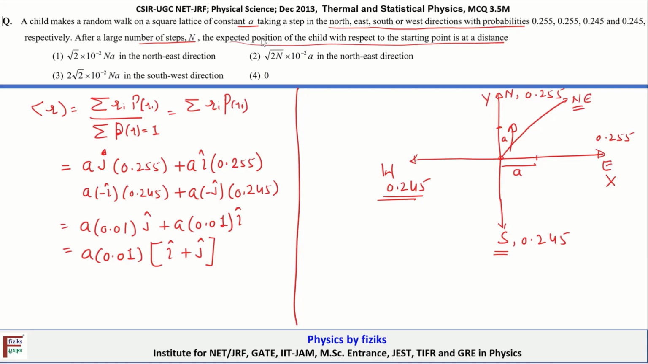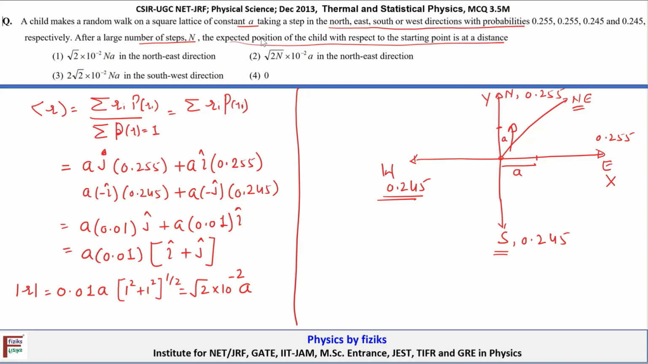And the magnitude is given by 0.01 a times (1 squared plus 1 squared) to the power 1 by 2, so that is equal to root 2 into 10 to the power minus 2 a.